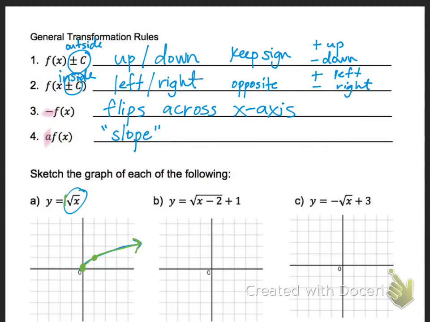So looking at B, I now have a slope of 1. It goes right 2, up 1. So I'm going to start at 0, 0. I'm going to go right 2, and I'm going to go up 1. So now here is my point. And my slope is 1. So I'm going to go up 1, over 1, shifts to the right.